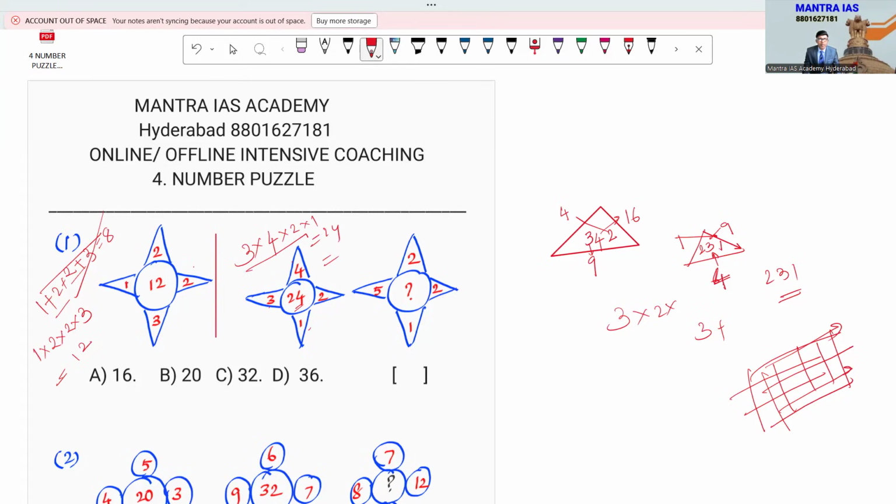Same style you apply here: 5 into 2 into 2 into 1. 5 twos are 10, 2 tens are 20. This is the answer here, option B, my friends. So this topic is called number puzzle, a very important one.